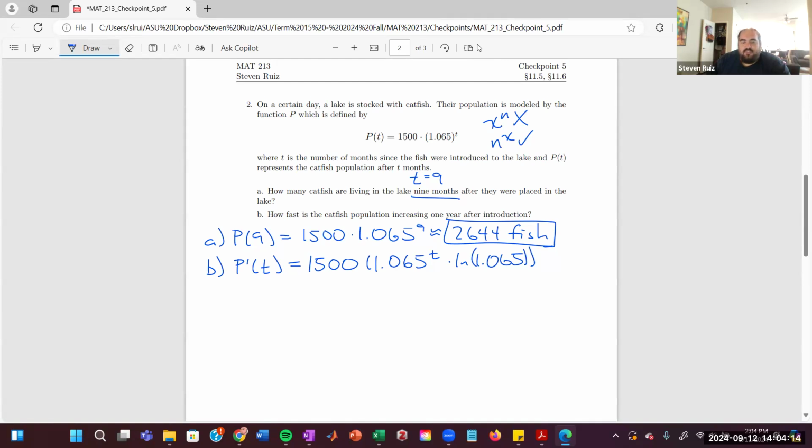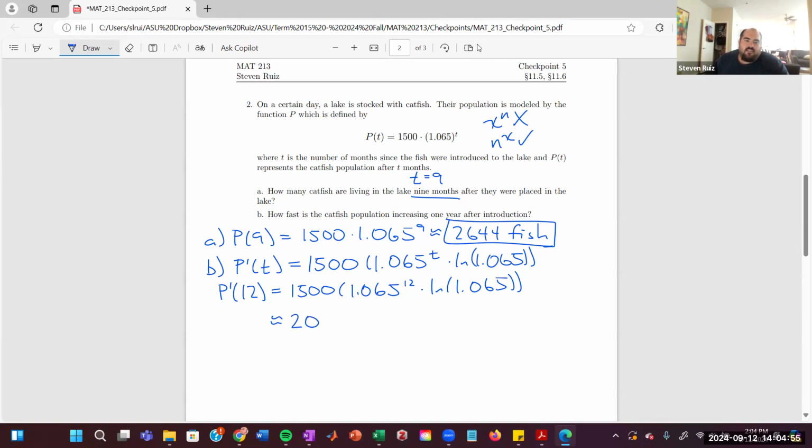So this is a good derivative, but I'm asking about a specific point in time. So I'm going to evaluate this derivative at what time? 1 year after introduction, that'll be 12 months. Remember that time is expressed in months. So p prime of 12 will equal 1,500 times 1.065 to the 12 times the natural log of 1.065. And that's a value I found earlier, which, if I round to the nearest integer, is approximately 201.